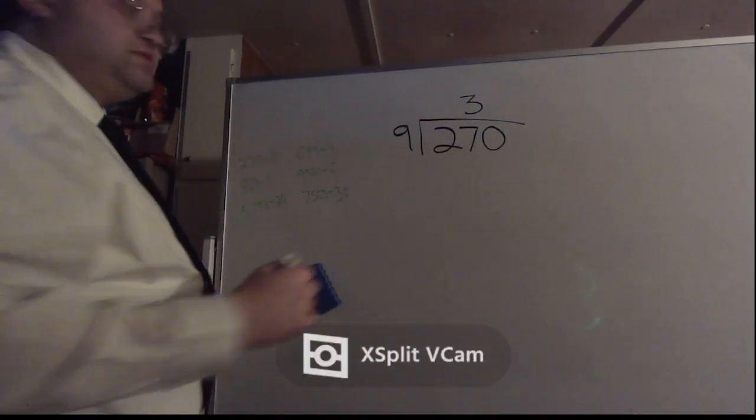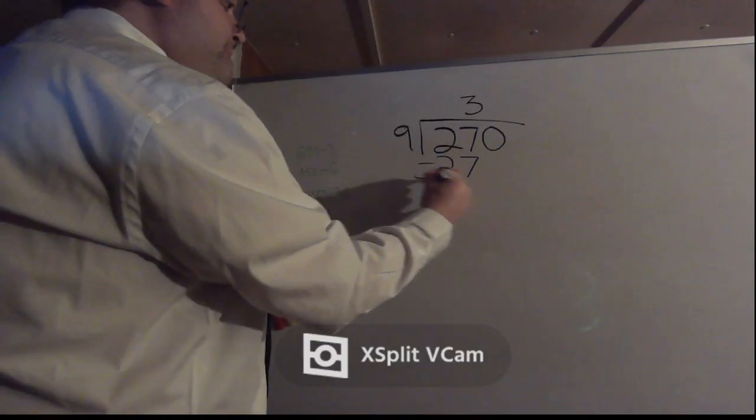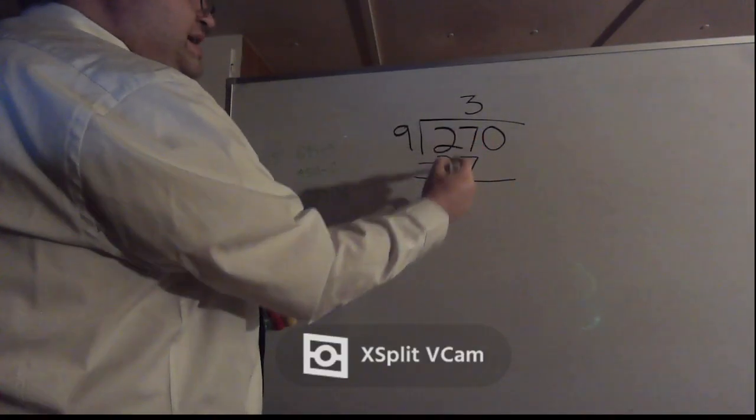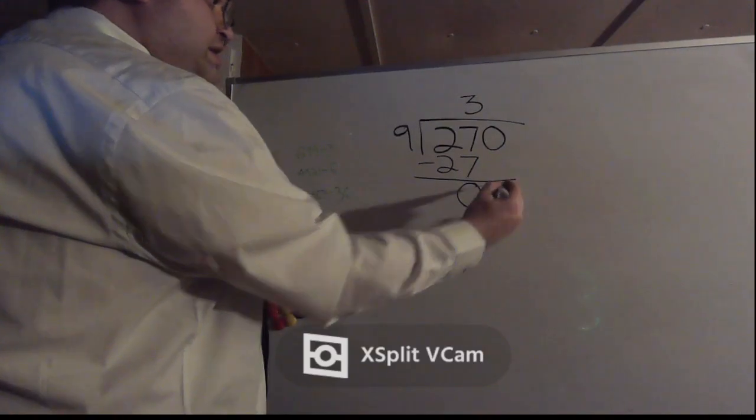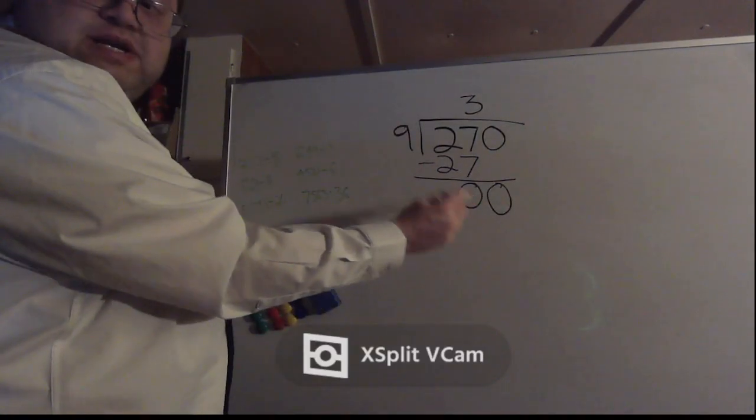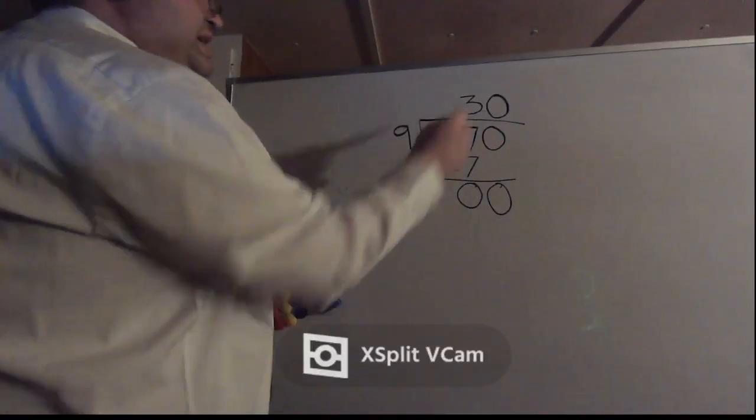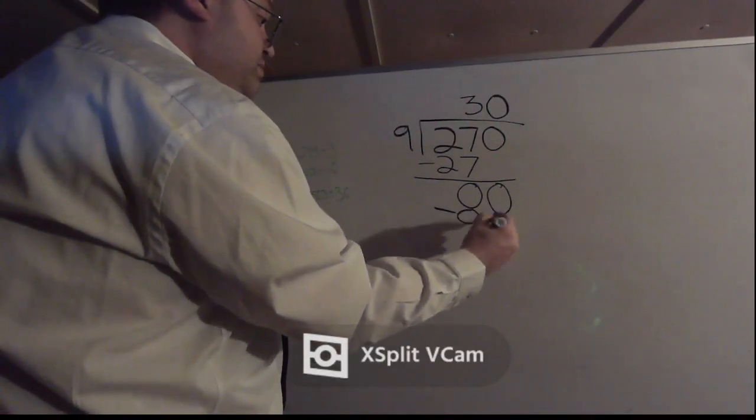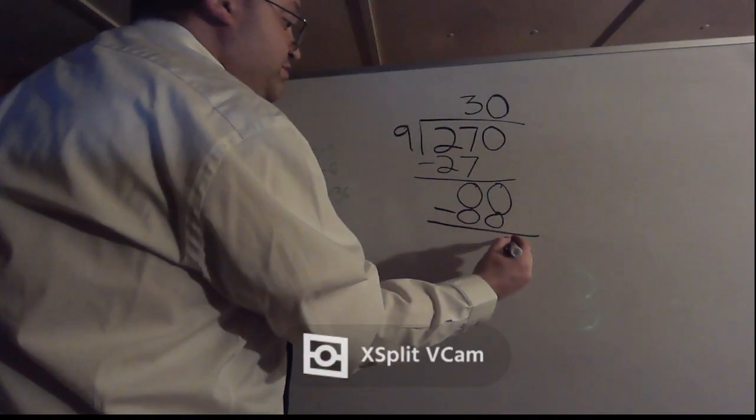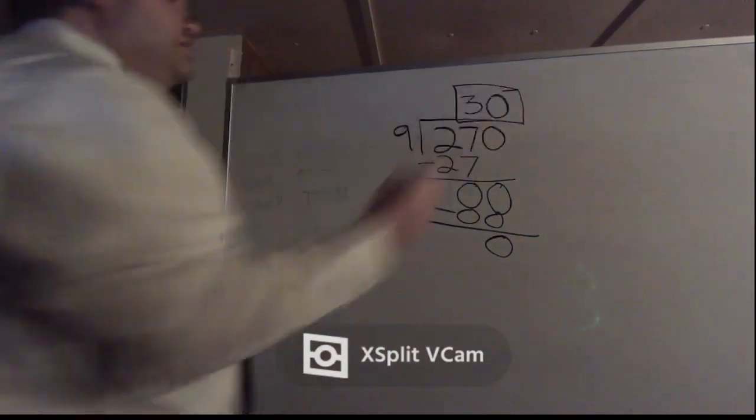9 times 3 is 27. So 27 minus 27 is 0. Bring down your next 0. 9 goes into 0 how many times? Well, 0. You'll take this 0, multiply that by 9, you'll get 0. Subtract 0 from 0, you get 0. So your answer is 30. That'll be your answer.